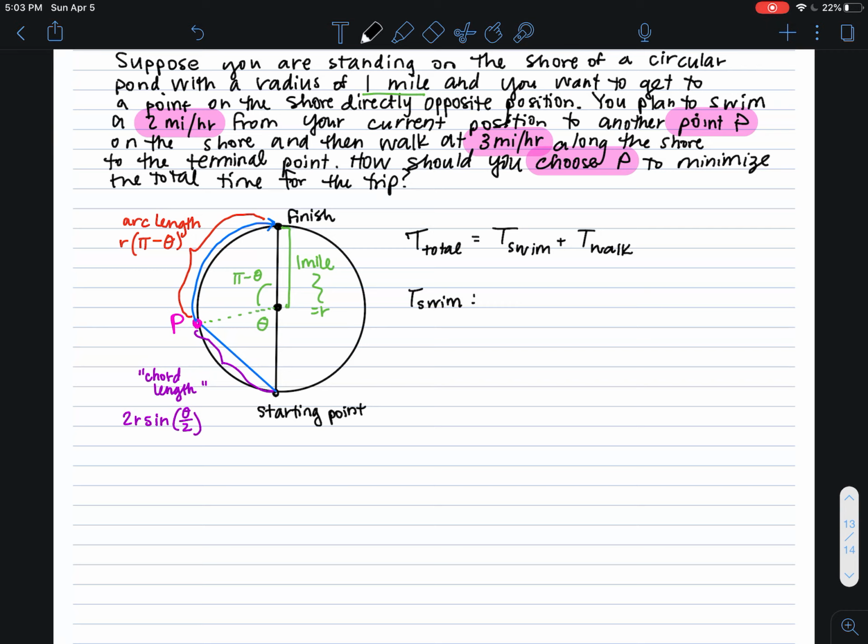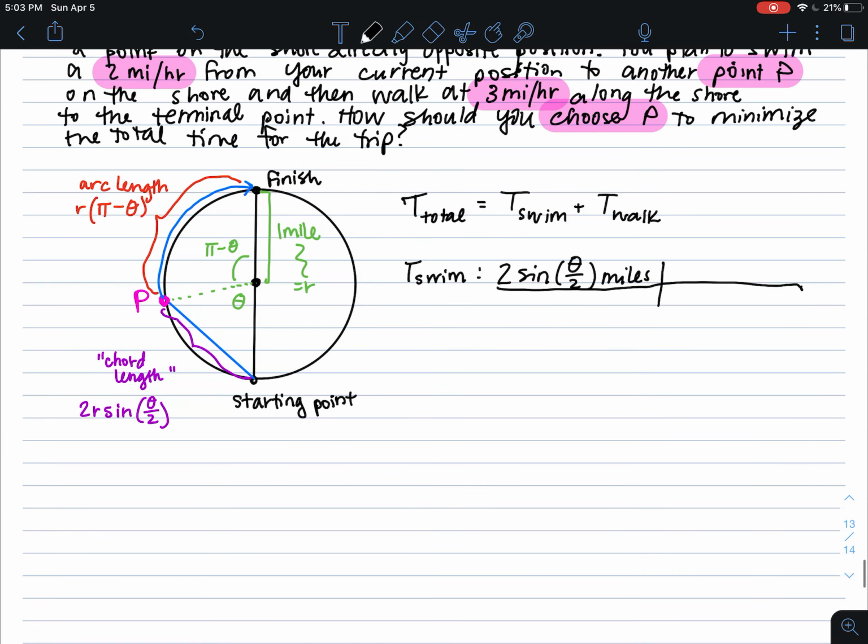So we know that the distance of swimming is that chord length, so 2 times our radius 1 times the sine of theta over 2. But this right now is just miles, and we want hours, right? So we're going to do a change of units. I don't know if you guys took chemistry, but this is how you change units. We know that we would be swimming at 2 miles for every 1 hour. So we're just multiplying our distance by some form of 1, right? 2 miles equals 1 hour, 1 hour equals 2 miles, so that's just 1.